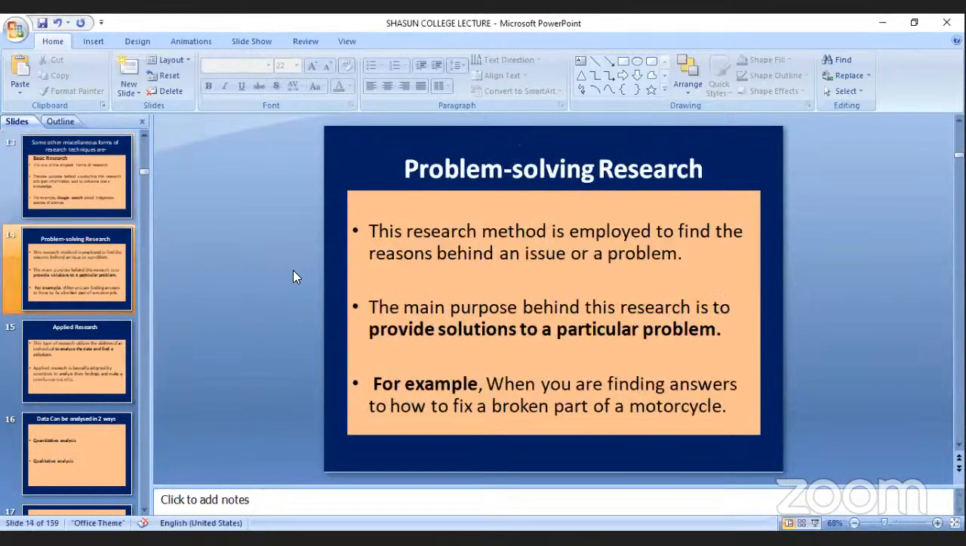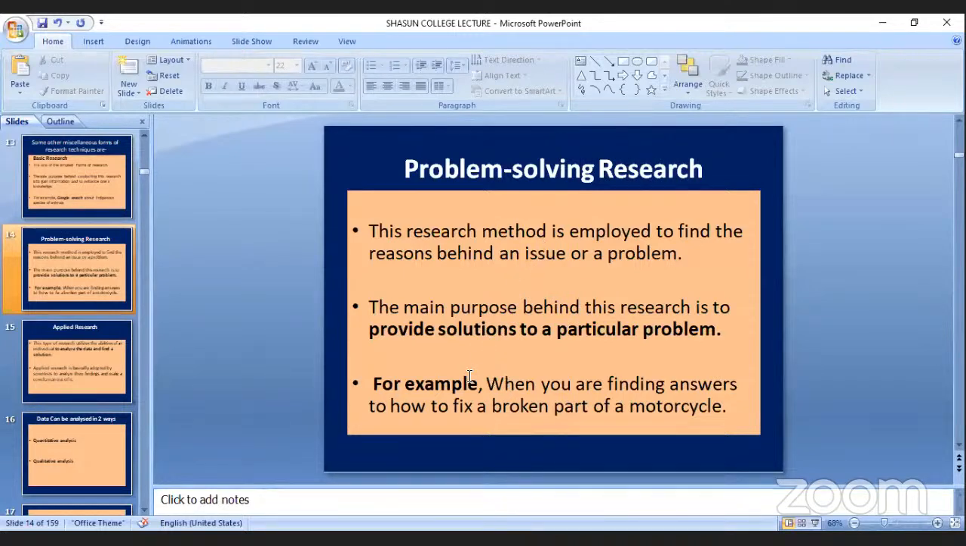Next, you have problem solving research. Now, what is problem solving research? Problem solving research is nothing but you have a problem, you identify what the problem is, and you provide certain solutions for it. So that is called problem solving research.